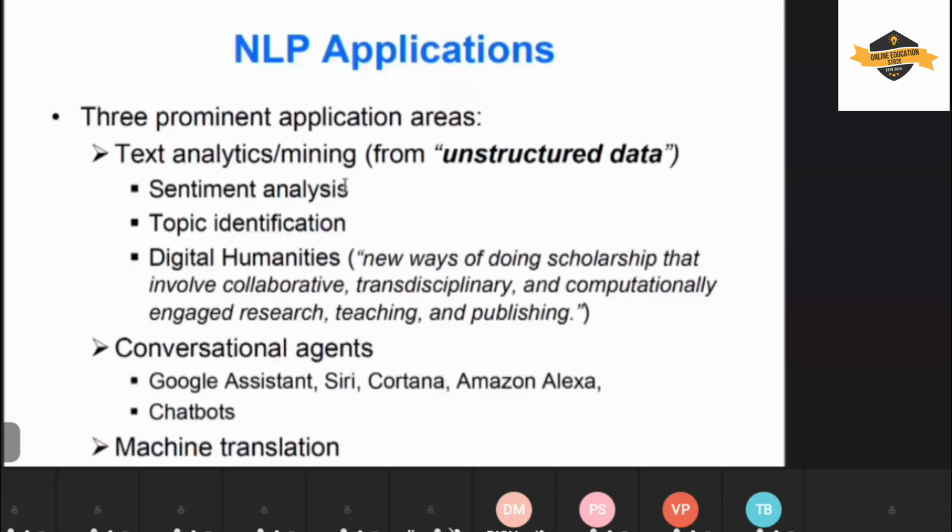Then there is also having a conversation with agents, like you can ask Siri on your mobile to change the music library on your Spotify, to recommend movies or series on whatever platform you are using. These are all part of conversational agents. Cortana is there, Google Assistant is there, Amazon Alexa is there. Maybe you are all using them right now also.